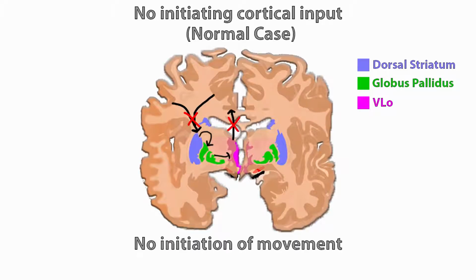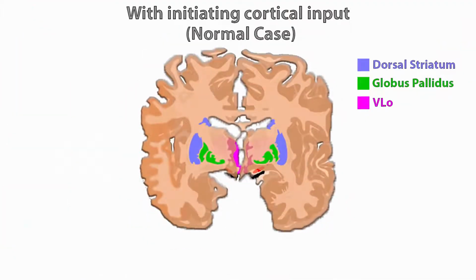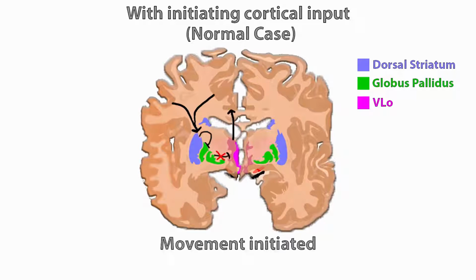no initiation of movement. With cortical input, the dorsal striatum inhibits the globus pallidus. This means that the globus pallidus is no longer able to carry out its tonic inhibition of the VLO, essentially releasing the VLO to activate the premotor area and hence initiate movement.